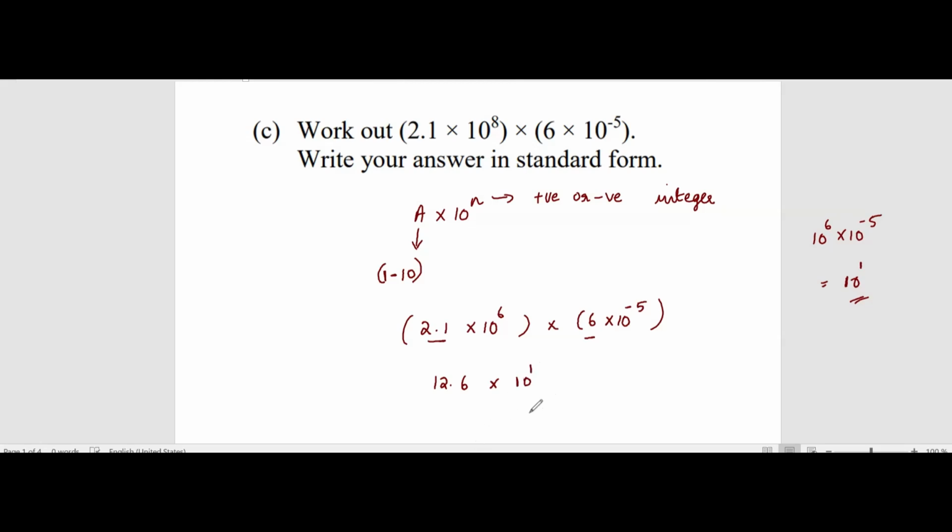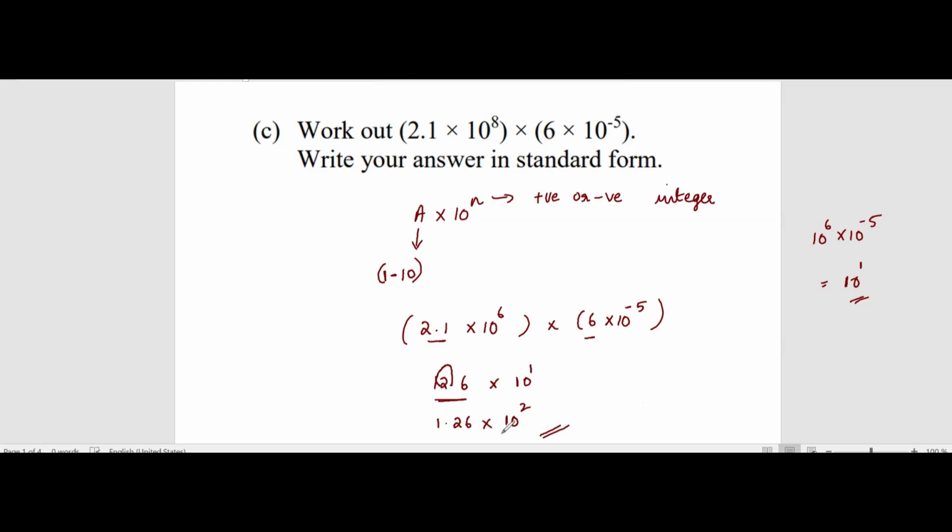But this is not my final answer because we know that a standard form can always be represented in the form of a into 10 to the power of n, where a should be between 1 to 10. Here, a is not between 1 to 10. A is more than 10, 12.6. So what we should do here is, we need to shift the decimal point 1 towards left. So this becomes 1.26. But when you shift the decimal point towards left, you have to add 1 to the power. So 10 to the power of 1 will become 10 to the power of 2. So this is the final answer for the first question here, 1.26 into 10 to the power of 2.